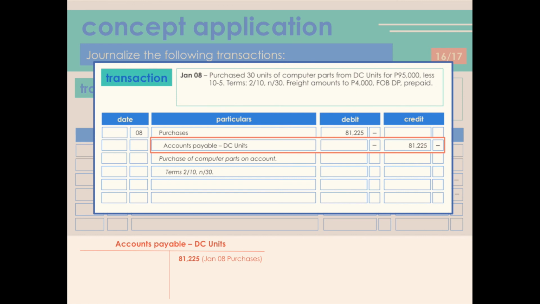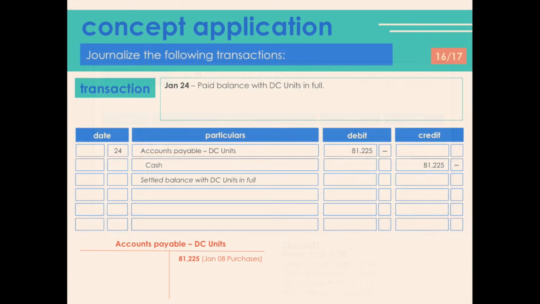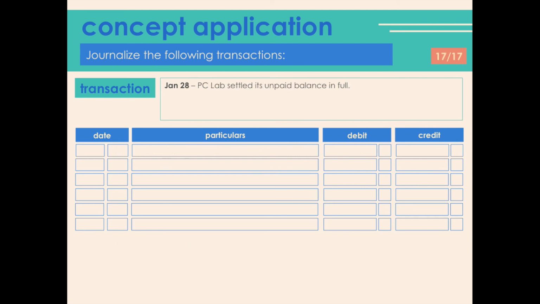Again, since this is a full settlement, we should check if the company qualifies for a cash discount. The terms here are 2/10, net 30. Since the payment was made on January 24, or 16 days from the date of purchase, the company is not entitled to any discount. Our entry therefore is simply a debit to accounts payable and a credit to cash for the balance of 81,225.